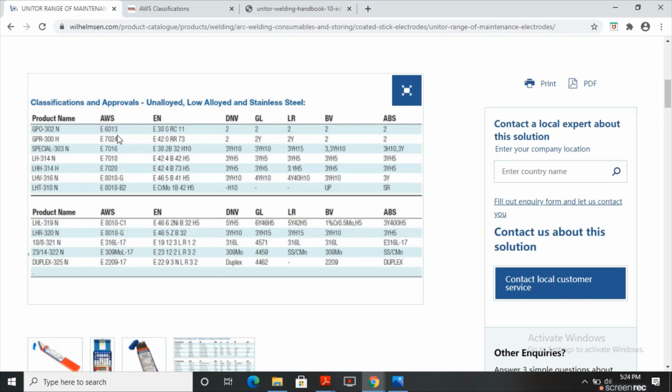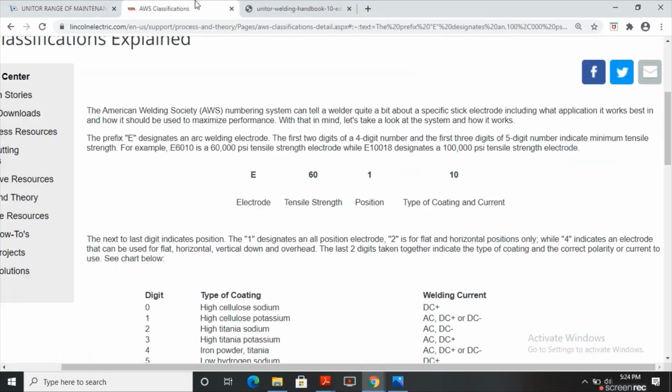For this explanation, we have to go to the AWS website. The AWS website details the meaning of E6013. So let me read it out. The prefix E designates the arc welding electrode, which means it is arc welding, designated by E.